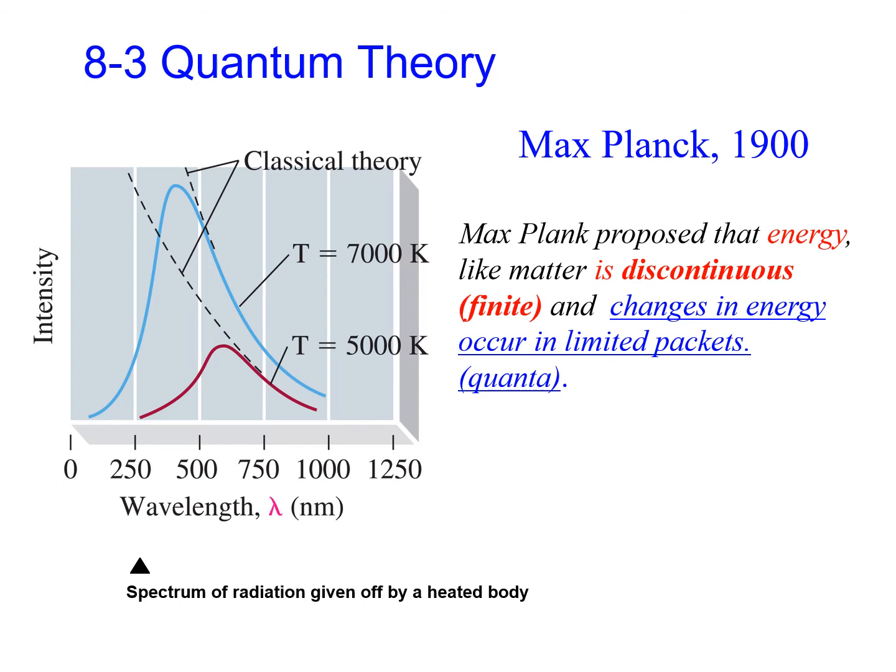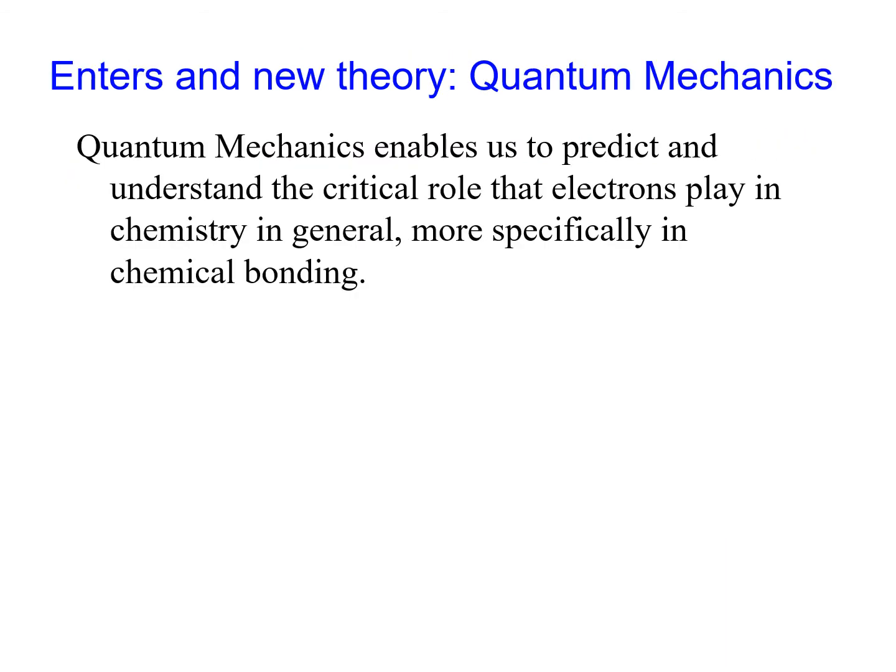So Max Planck proposed that energy, like matter, is discontinuous. It is finite. And so matter, being finite, cannot emit energy that is infinite. It too is finite. And so changes in energy occur in limited packets or quanta. So now we're going to enter a new theory because of the failure of classical Newtonian mechanics at the atomic level for emission of radiation.